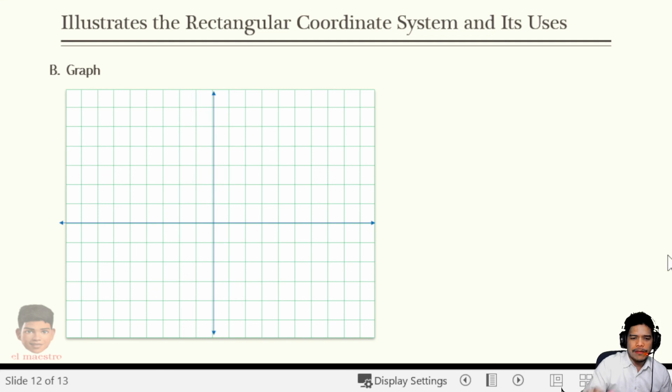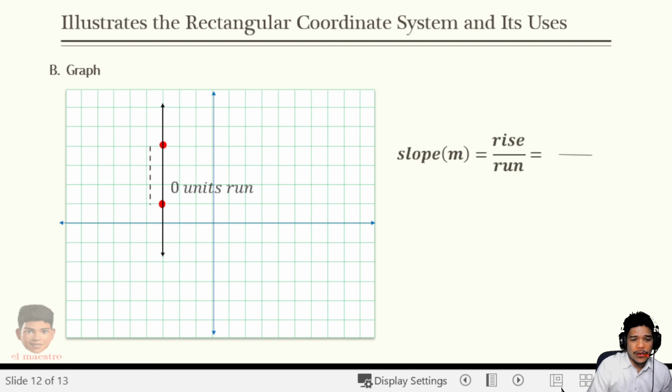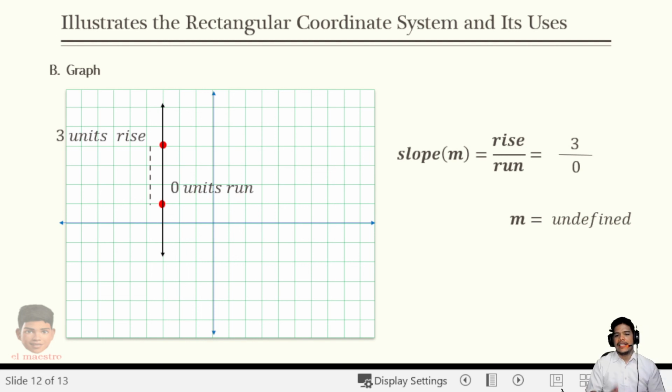Okay? How about if our line is perpendicular? Ganyan. So, what's the slope? Okay? So, let's use. Tingnan nyo. 0 yung run. This time, pag vertical, 0 yung run. Pero yung rise natin is 3. Okay? So, substitute natin 3 over 0. Again, this line is vertical. So, if we divide 3 by 0, that is undefined. So, what does it mean? When our line is vertical, the slope is undefined.